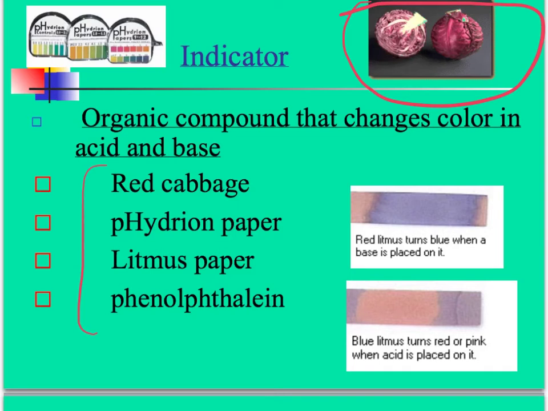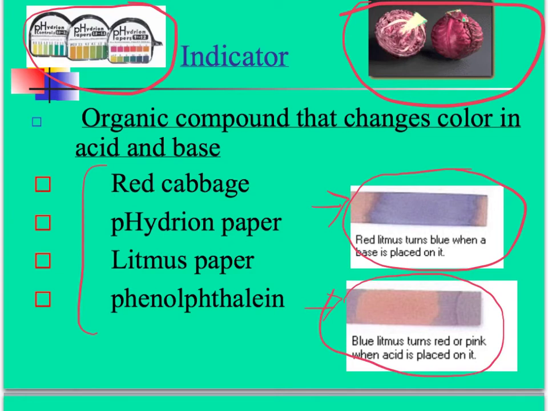pH paper looks like this. And we have tons of it. Litmus paper, we've got 2 different kinds. We've got red litmus and blue litmus. Red litmus paper is going to turn blue when a base is placed on it, and it would look like this. And then the blue litmus is going to turn red or pink when an acid is placed on it, so it would look like this.